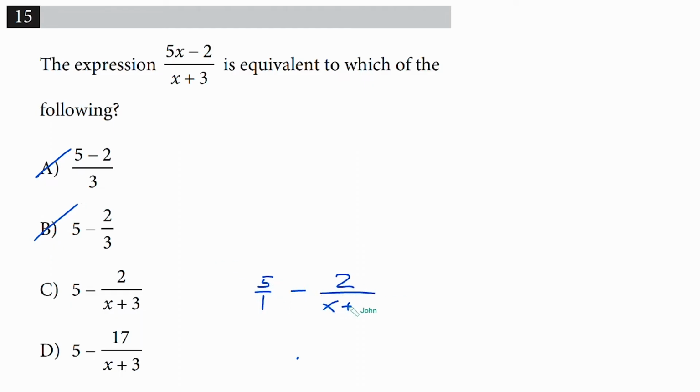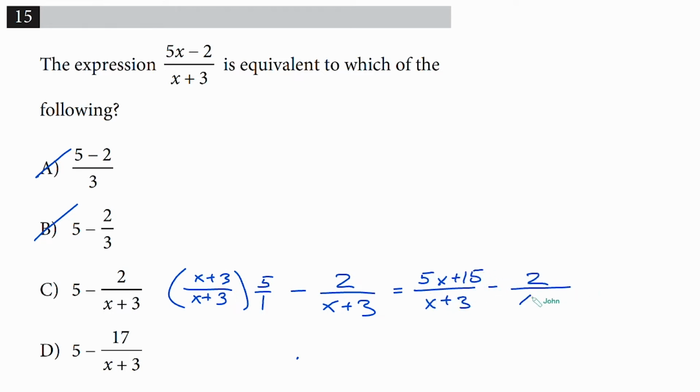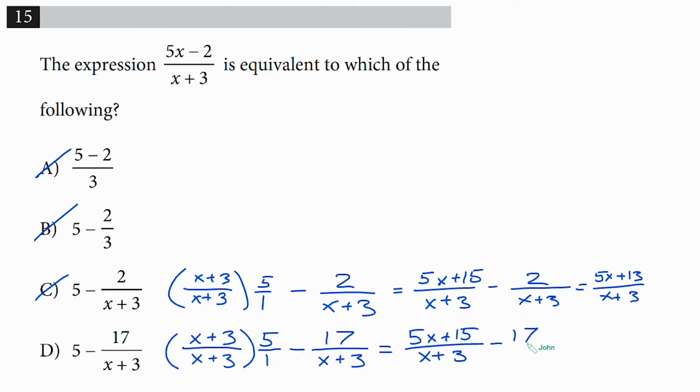If we make 5 into a fraction, then we can scale it up to get a common denominator. Then distributing the 5 gives us (5x + 15) over (x + 3) minus 2 over (x + 3). Then simplifying, we get (5x + 13) over (x + 3), which is also not what we need. But if we subtract 17 over (x + 3), as in answer choice D, we do get (5x − 2) over (x + 3).